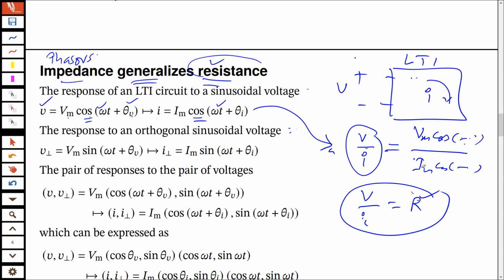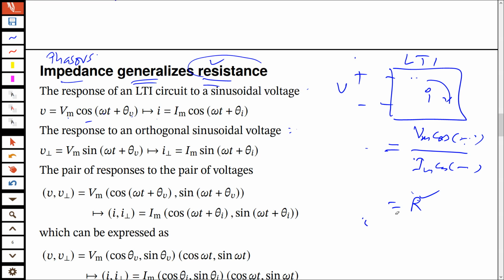We need something as useful as R for a more general setting, for AC. Basically this is an AC voltage. So one thing is very clear, that as long as we stick to real sinusoids, real AC waveforms, there is no way we can relate voltage and current in a simple way. And by simple I mean as simple as a resistor. So let's try something. Now you will see the magic of complex numbers.